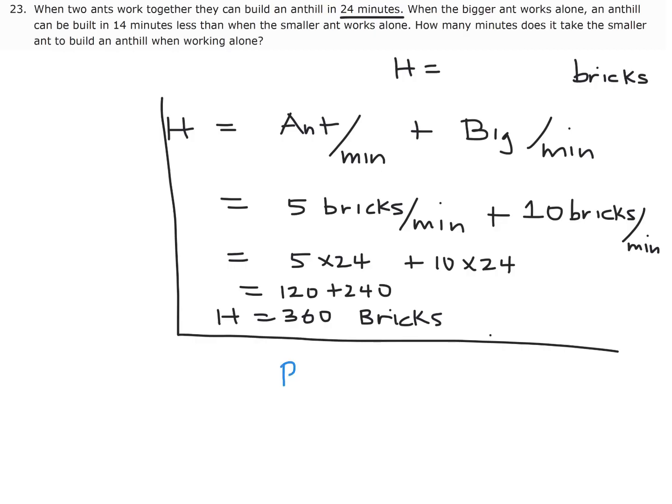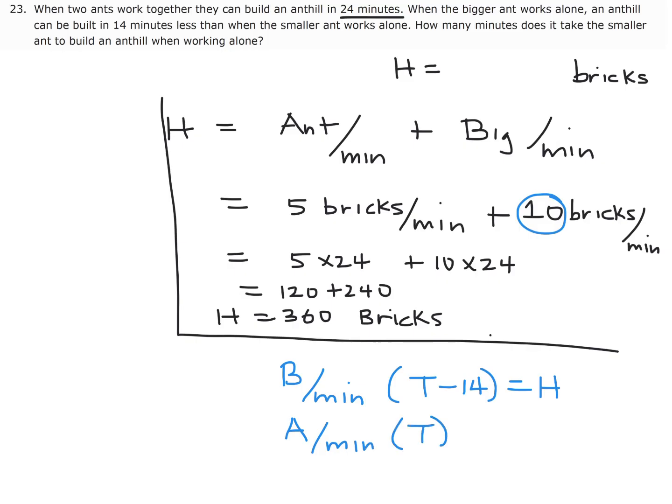So that basically means that B, whatever the rate is, remember this time I'm just going to put the letter B for the bigger ant because I don't know. I've chosen 10 bricks per minute just as an example. But in the actual question, I have no idea what the rate is, so I'll just represent it as B. B per minute, whatever the amount is, times t minus 14. And that is equal to H. The next sentence, which is basically the same sentence, the small ant, which I'll call A, working alone would be a time of t, and that is H. Right? That's the interpretation of that sentence put into math.